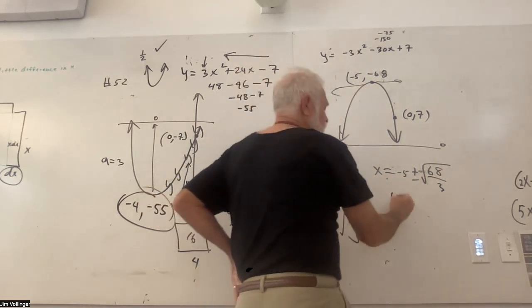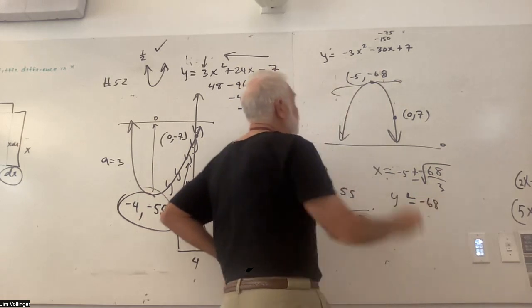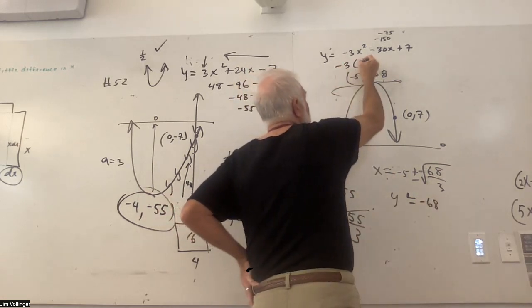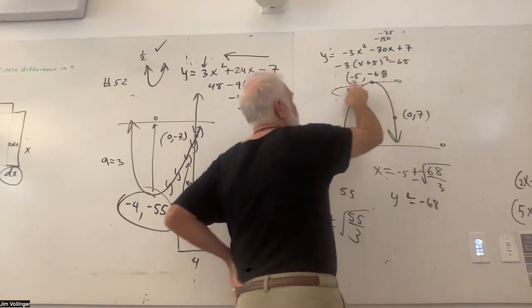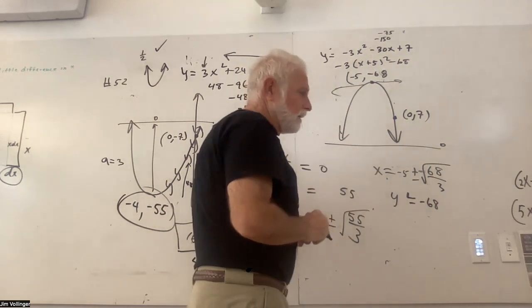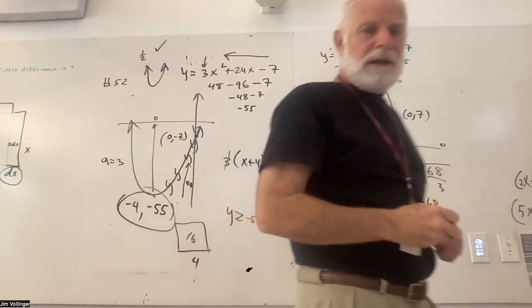The range, y values in this case, are less than or equal to negative 68. And the graphing form is negative 3 times (x plus 5) squared minus 68, because we want negative 5 to act like a 0. All right, special case situation. All right, almost done. Running out of gas here.